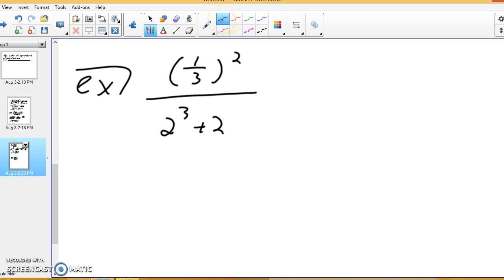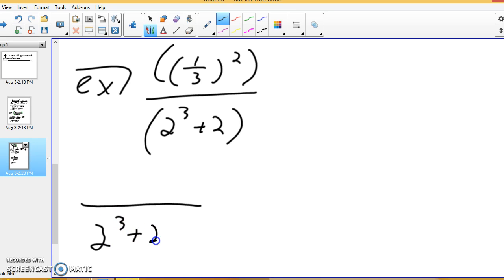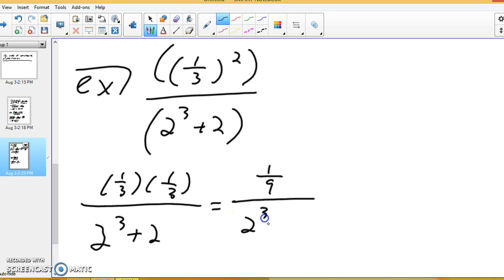Okay, now if we go through this, like normal, it's a fraction bar, so we're going to treat it as a grouping symbol. We're going to group the top and the bottom. So now I'm going to solve the top first. 2 cubed plus 2 all over, well, we have a 1/3 squared, so that's the same as 1/3 multiplied by 1/3. That is equal to 1 over 9 multiplied by 2 cubed plus 2.